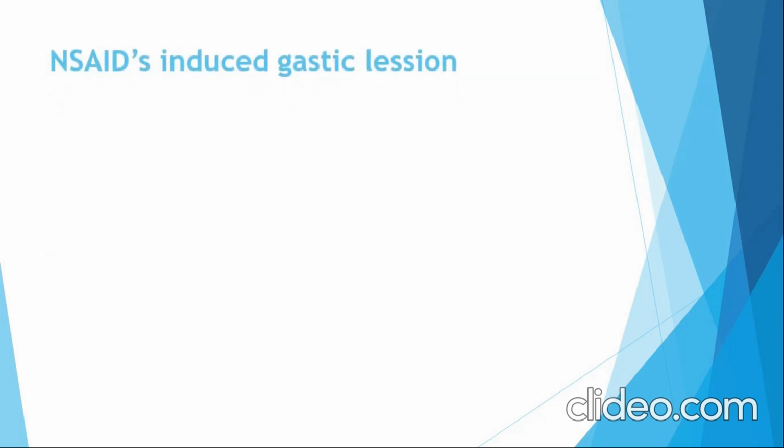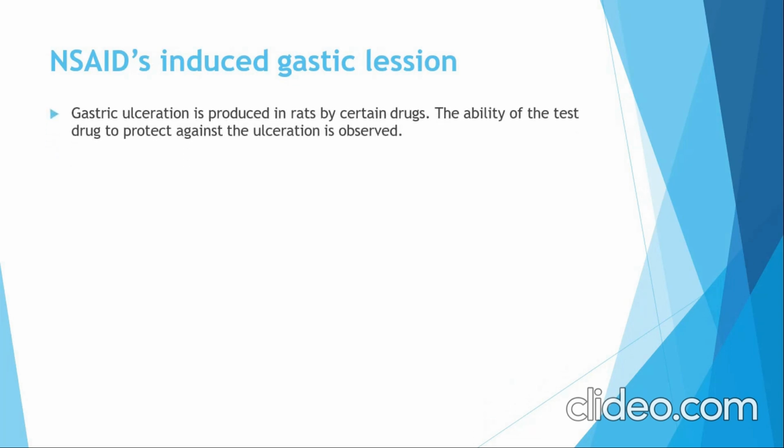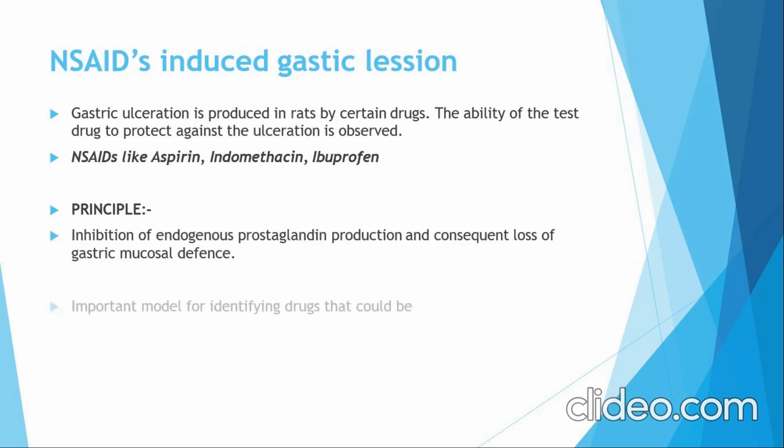Now the next model, that is NSAID induced gastric lesion. The gastric ulceration is produced in rats by certain drugs. The ability of the test drug to protect against the ulceration needs to be observed. NSAIDs used for such type of model are aspirin, indomethacin, ibuprofen, etc.